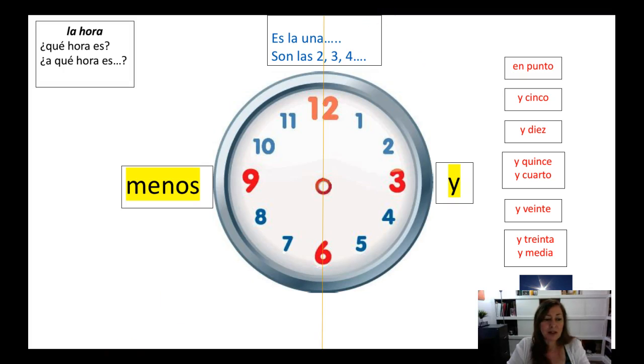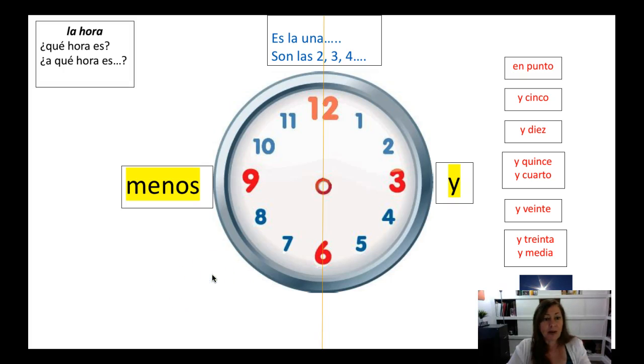Now here's where things get really fun. We're going to go over here to this side of the clock, and on this side of the clock we start to use the word menos. Why do we do that? Well, you start subtracting from the next hour. It's a different way of thinking. First, let's look at the words we need, and then we'll see some examples.